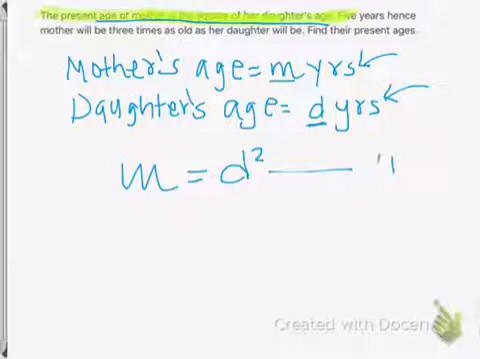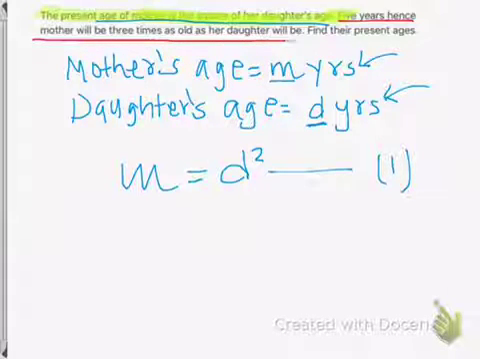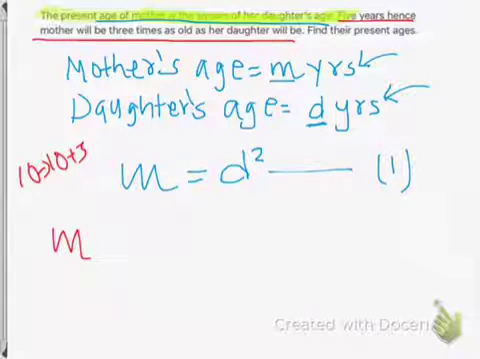So let me make this our first equation, and the second part of the question says 5 years hence mother will be 3 times as old as her daughter will be. So after 5 years, we know if mother is 10 years right now, she'll be 10 plus 5 years, that is 15 years after 5 years. So if she's m years right now, she'll be m plus 5 years after 5 years.